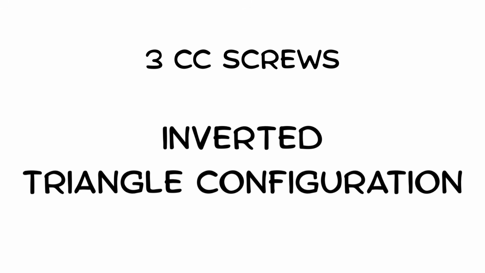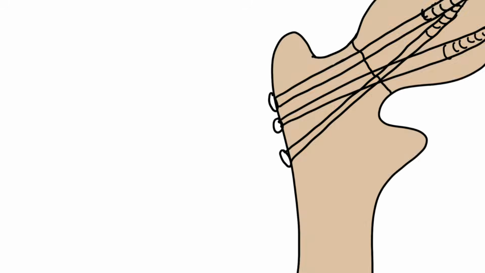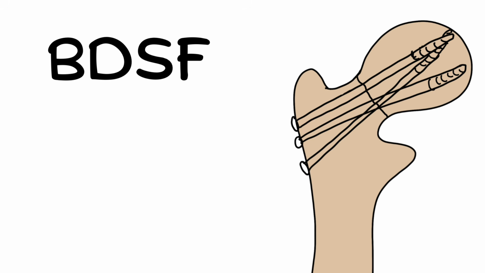Three or 4 CC screws can be used. If 3 screws are used, they are usually preferred to be placed in an inverted triangle configuration for maximum hold and stability. There is also a particular way of using 3 CC screws in neck of femur fracture, which is called biplane double supported screw fixation, also called BDSF.